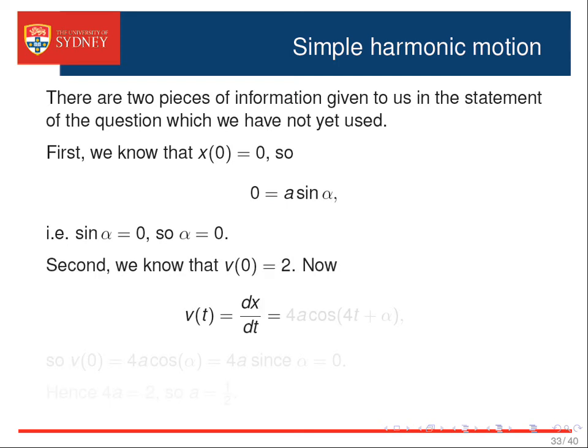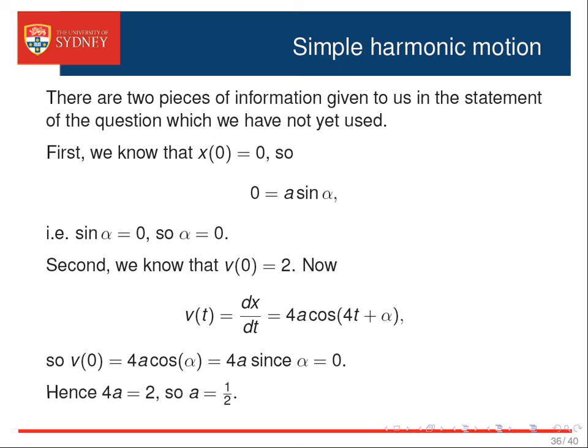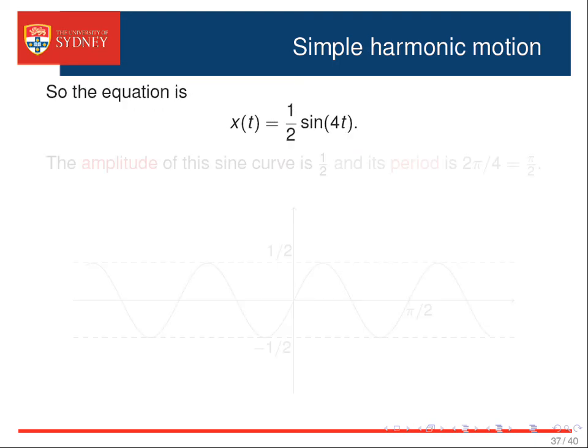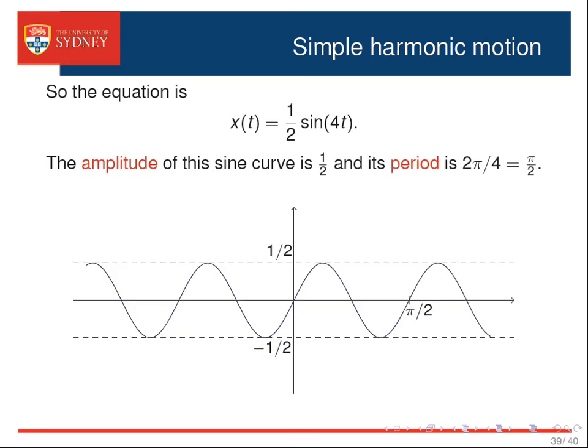To find a, let's use our next piece of information, that the velocity at time 0 is 2. This means dx/dt, which is 4a cos(4t plus alpha), is equal to 2 when we plug in 0. Remembering we also know alpha is 0, this gives 2 equals 4a, so a must be a half. So a is a half and alpha is 0, which means our equation is x of t is a half sine 4t. If we want to sketch this curve, remember its amplitude is a half, and its period is 2 pi on 4, which is pi on 2.